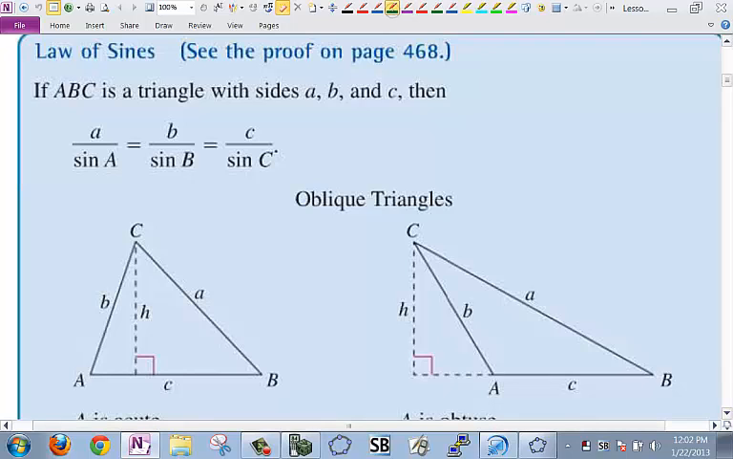Law of signs says that the ratio of a side of a triangle to the sine of its opposite angle will be the same for any side angle pair you have in a triangle. So you get these three expressions. There's A over sine A. There's side B over the sine of angle B. There's the side C over the sine of angle C. All three of those will be equal, no matter what, for any given triangle.